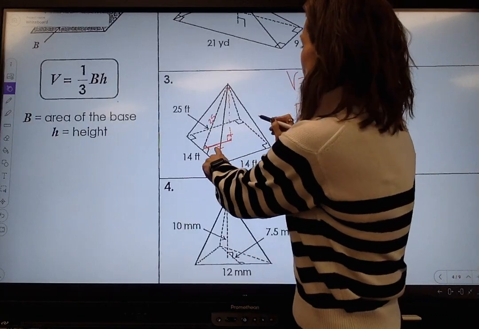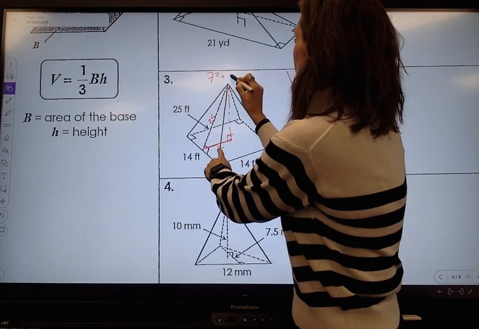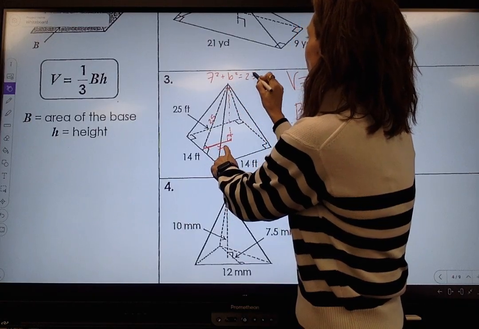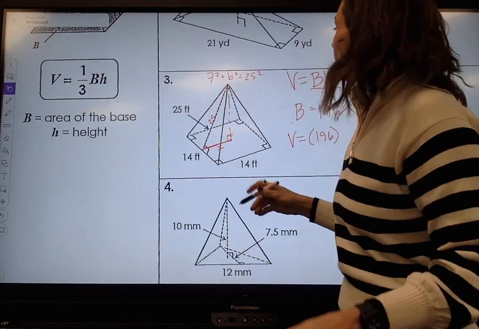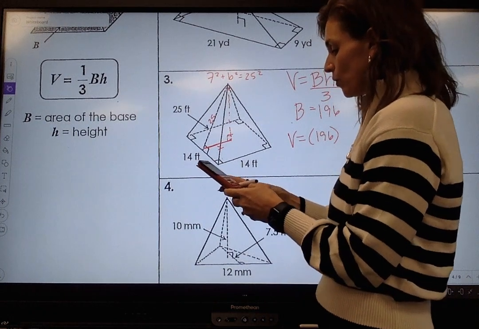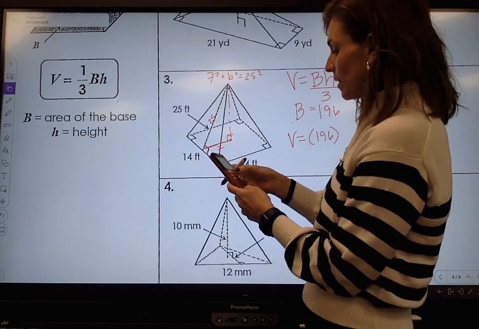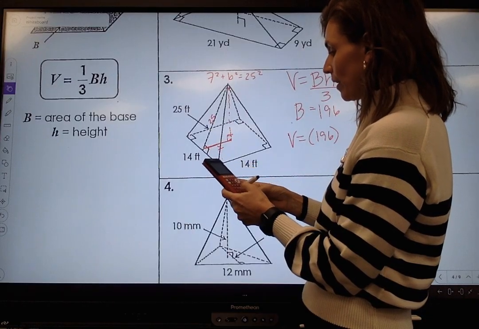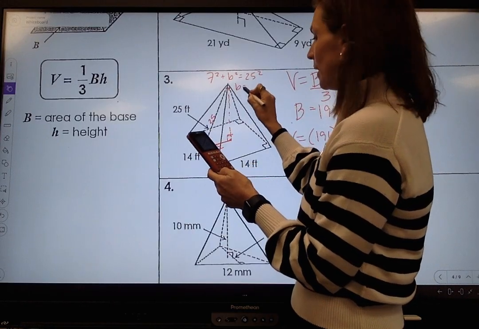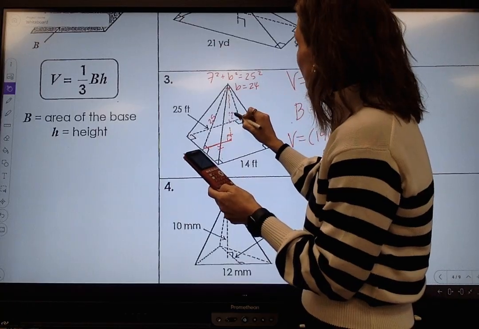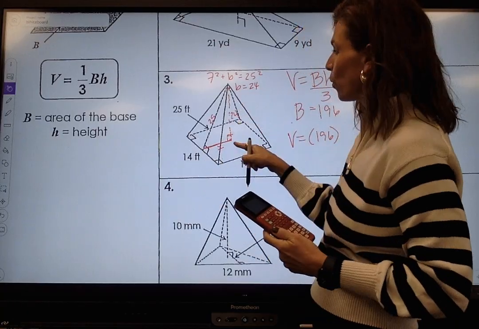So I'm just going to say, okay, 7 squared plus b squared equals 25 squared. And I'm going to do a little Pythagorean theorem here. So 25 squared minus 49 is 576. And I got to take the square root of that. So I get b is going to be 24. So the height of this is 24 feet.